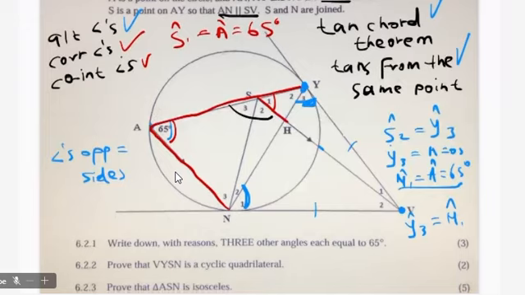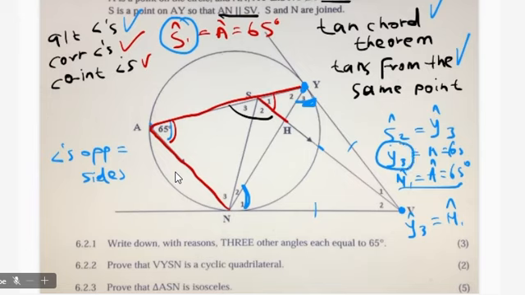The first question says write down with the reasons 3 other angles that are equal to 65 degrees. So the angles that I see that are equal to 65 degrees, we have written down. The first one, let me say S1. It is equal to 65 degrees. The second one that we mentioned was Y3. It is equal to 65 degrees.